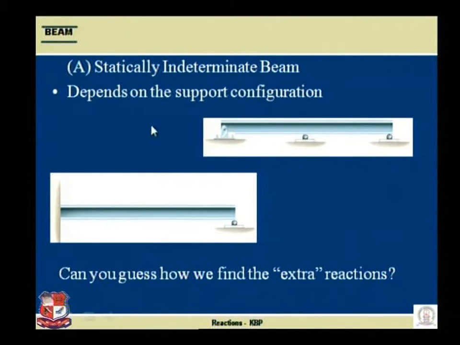This is the beam, one end is fixed, here a roller is applied, one additional reaction. This is a continuous beam, this is a propped cantilever beam. Can you guess how to find this extra reaction? This kind of beam civil engineering students have to study in the third semester. So this is beyond the scope for first year students. We require certain extra conditions, certain extra equations.